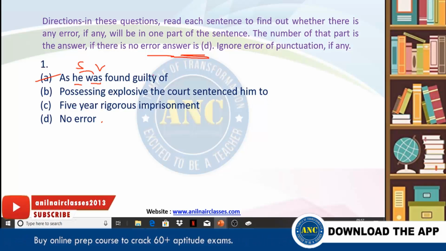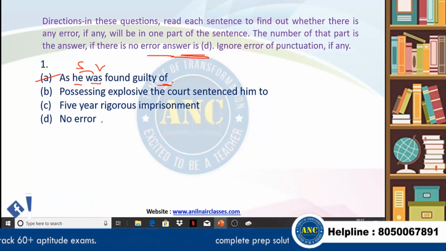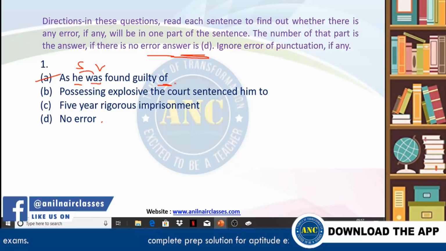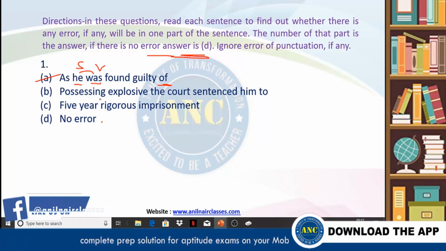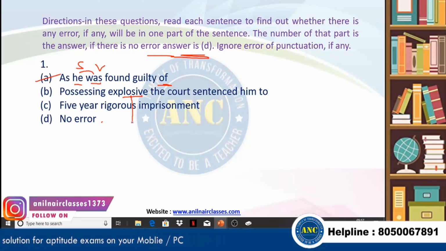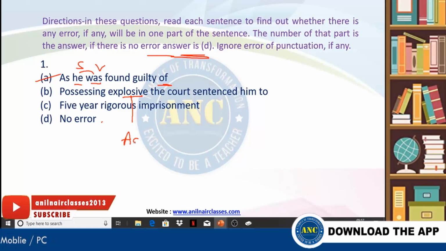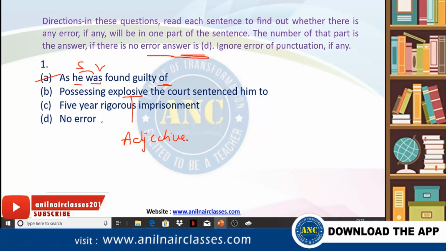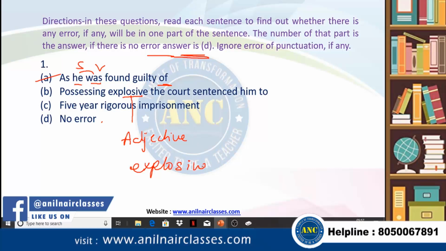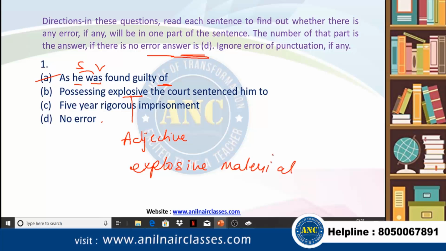He was found guilty of. Of is a preposition. I told you after of also, if you ask the question who or what, you should get a noun. So he was found guilty of what? Of possessing explosive. This is an error over here. Now why? Because I very well know explosive is the adjective. Right? I can say this is an explosive material, right? Or an explosive situation.